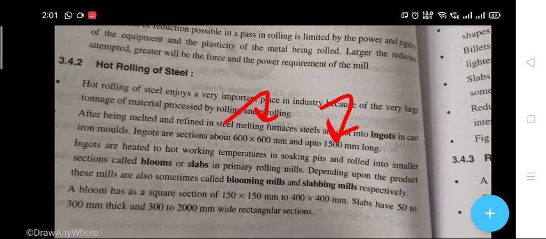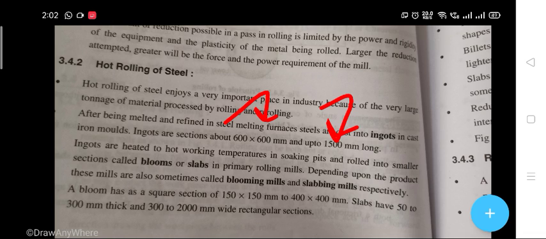Ingots are heated to hot working temperature in soaking pits and rolled into smaller sections called blooms or slabs in primary rolling mills. Depending upon the product, these mills are also sometimes called blooming mills or slabbing mills respectively. Depending upon the product, these mills are sometimes called the blooming mills or slabbing mills.